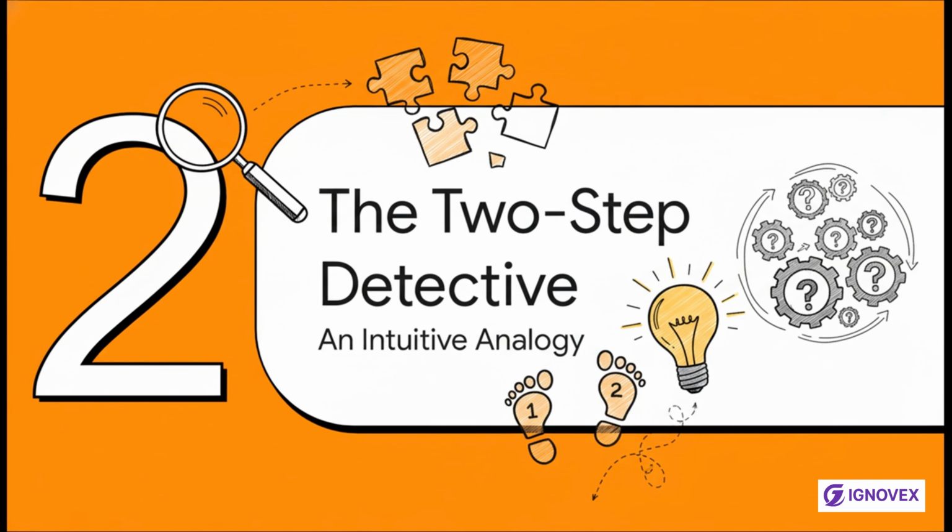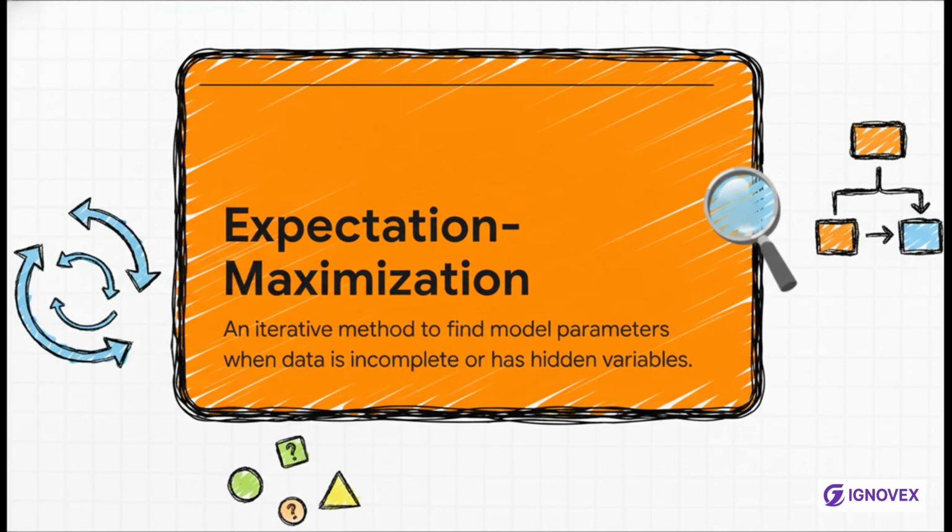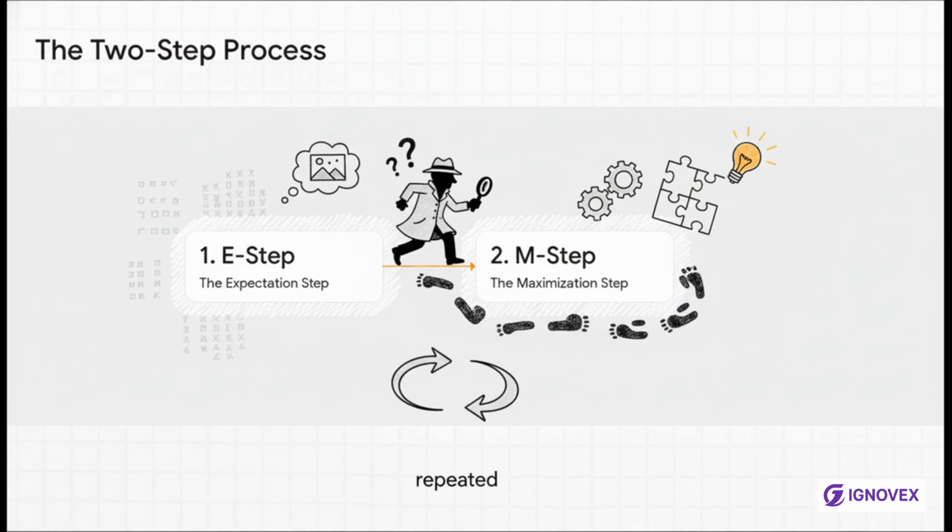Well, the best way to get an intuitive feel for it is to think of the algorithm as a kind of two-step detective. It's a really great analogy for what's happening under the hood. So here's the more formal definition. The EM algorithm is an iterative method. That word is key. It doesn't find the answer in one single shot. Instead, it gets closer and closer to the solution by repeating a process over and over again, cleverly working around all that missing info. In that process, it's a beautifully simple two-step dance. First, you have the expectation step, or the E step, and right after that, you have the maximization step, the M step. That's it. Let's see what our detective is up to in each of these.